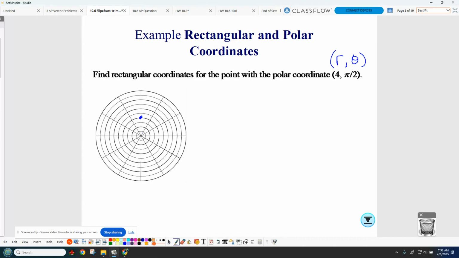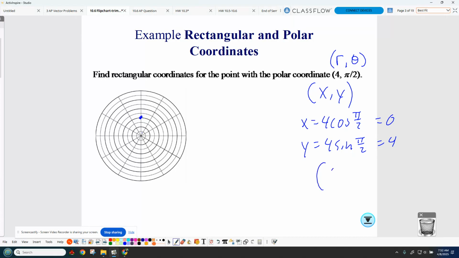It's asking for the rectangular coordinates. Can anyone tell me how to find X, Y? Is it X for cosine pi over 2 and Y is for sine pi over 2? So then it's 0, 4. Which is exactly what we thought it would be, but just confirming, yes, exactly, that's what we did.